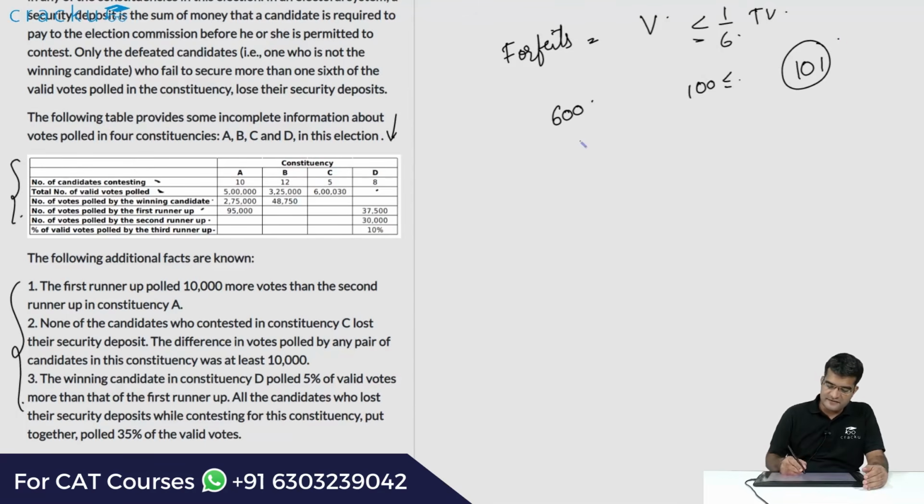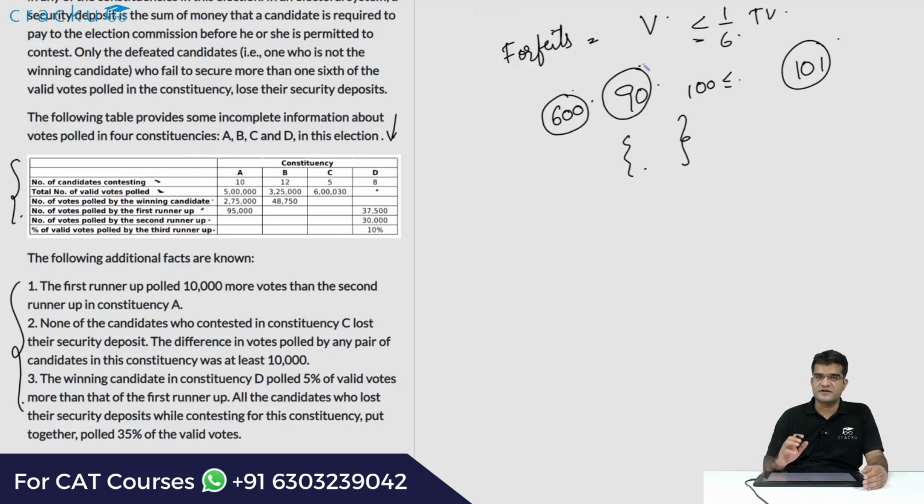The winning candidate will not forfeit the security deposit even if he gets less than 1/6 of the votes. So suppose there are a total of 600 votes and the winning candidate gets only 90 votes, and then there are, say, 5 candidates who got less than this. Then all the other 5 candidates will lose their security deposit. The winning candidate, even though he has gotten less than 1/6 of the total votes, will still not lose his security deposit. This is the information given in the instructions.